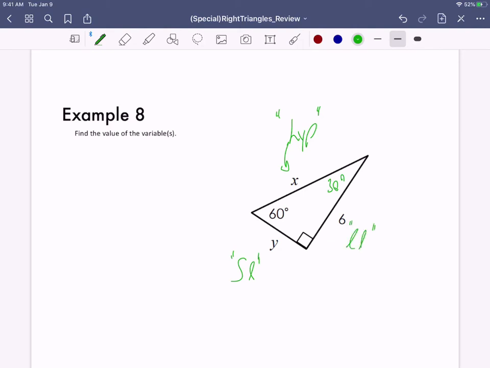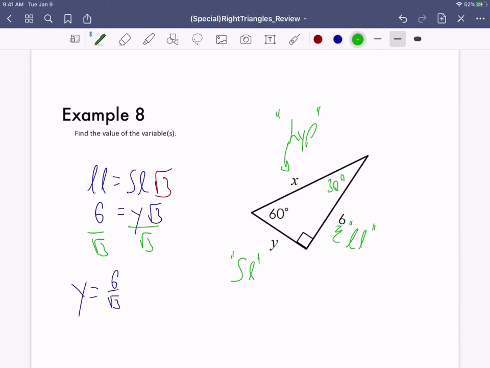All right, so we know the relationship between short leg and long leg, given that we have the short leg here. Okay, we have long leg equals short leg times root 3. So let's plug in what we know. We know the short leg is y, and the long leg is 6, so 6 equals y root 3. In order to get y by itself, we have to divide by root 3. So y equals 6 divided by root 3. And as you know, we have to rationalize, multiply top and bottom by root 3. So we end up with 6 root 3 over 3.